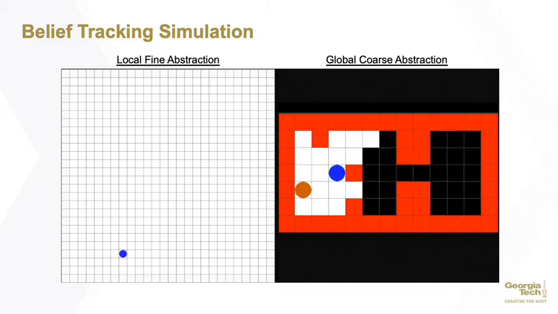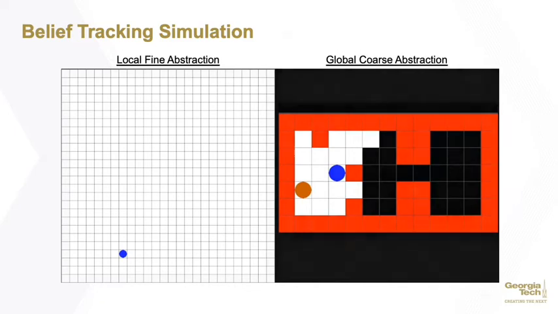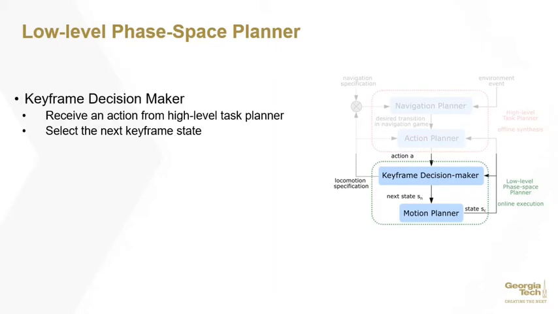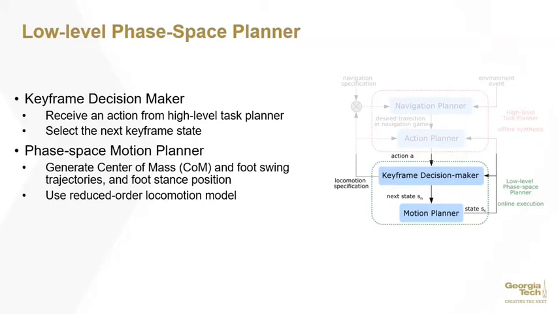Aziz will now explain how we use the planned actions to generate safe locomotion trajectories for the robot. The low-level phase-based planner consists of two layers. The first layer is the keyframe decision maker, which receives an action from the high level and is responsible for selecting a safe next keyframe state. The second layer is the motion planner, which is responsible for generating center of mass and foot swing trajectories.